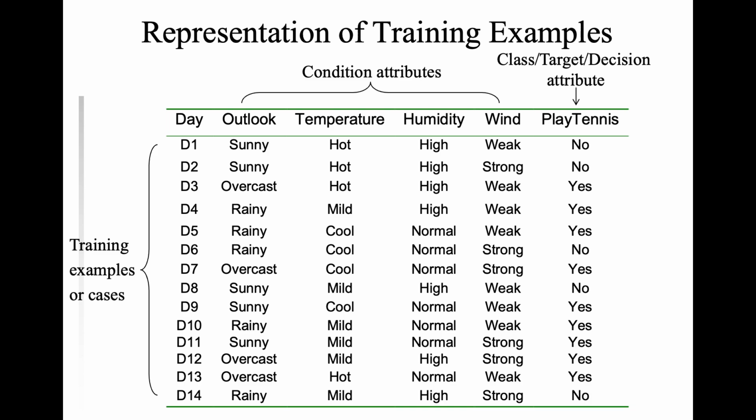What is the class label? Whether we can play tennis or not. Play tennis, right. So the play tennis feature is the target variable or the class label, because that is what we want to predict. And we have several other attributes which we can use for our test condition on the tree. One of them is outlook, the other is temperature, humidity, wind, etc.